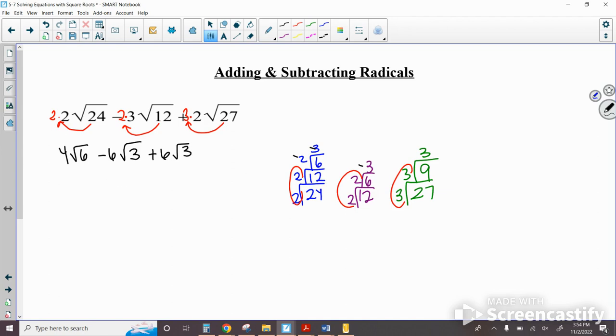Well, now that everything is simplified, let's see what we have. Again, we have 4 square root of 6's. We don't have any other square root of 6's. So this can't be anything else. But what we're saying here is we have negative 6 square root of 3's, and we want to add 6 square root of 3's. Well, guess what? They're both square root of 3 values, so you can combine them. And it just so happens to be negative 6 and positive 6. So actually, these cancel each other out. And my final answer is 4 square root 6.